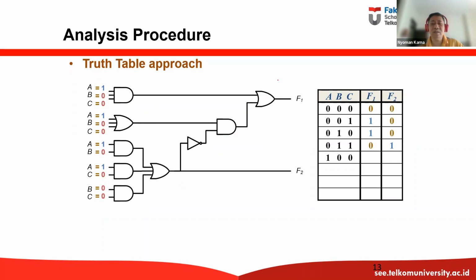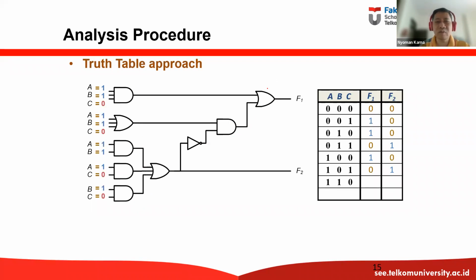Next combination is 1, 0, 0. This will become 0, 1, 0, 0, 0, 0. F2 is 0. And then this one is 1. This multiplication, 1, 1. Next combination is 1, 0, 1. This is 0, 1, 0, 1, 0, 1. So F2 is 1, 0, 0, 0.